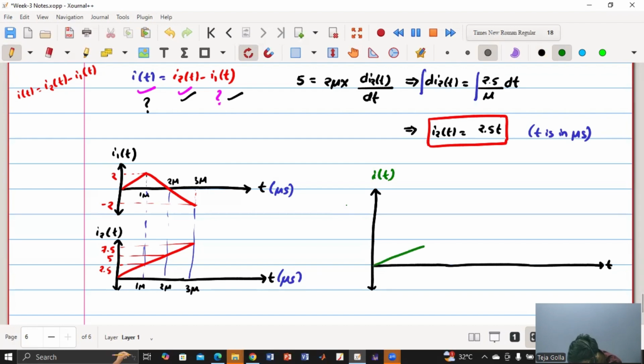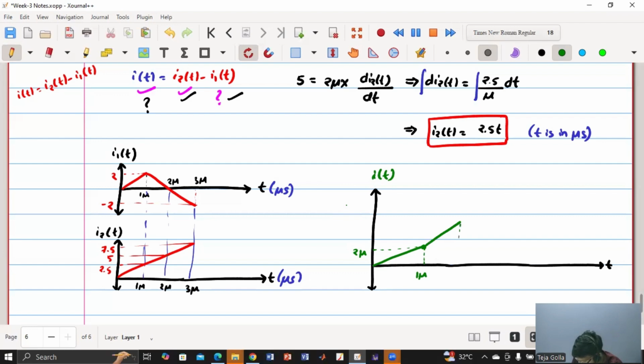So the line is something like this. This is 1 micro, this is 2 micro. Now I2 is increasing, I1 is decreasing, so the negative of I1 will be increasing, that I have to add with I2. So both will be increasing. At this point, the value of I1 is 2 and this is 2.5. 2.5 minus 2 is 0.5. So it will start with 0.5. And then at 2 micro, the value of this is 5, this is 0, so it will end at 5.